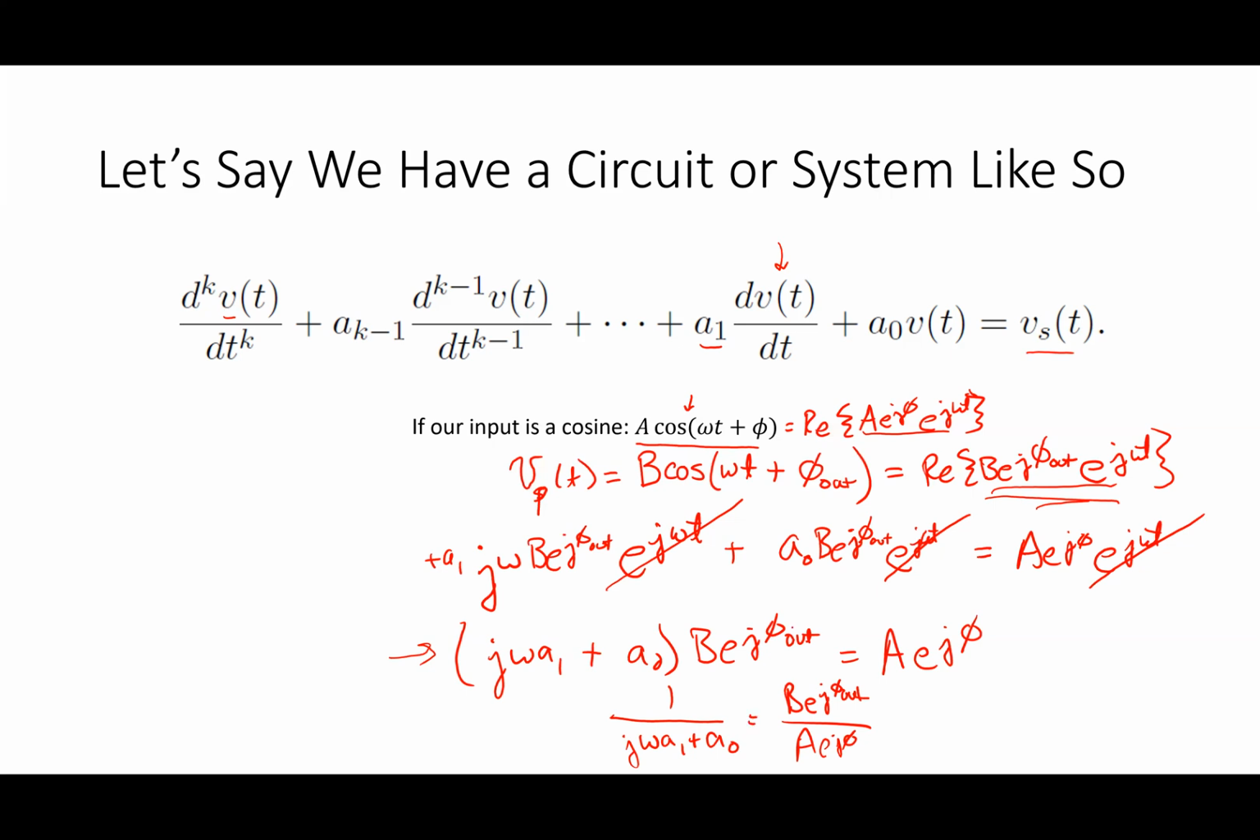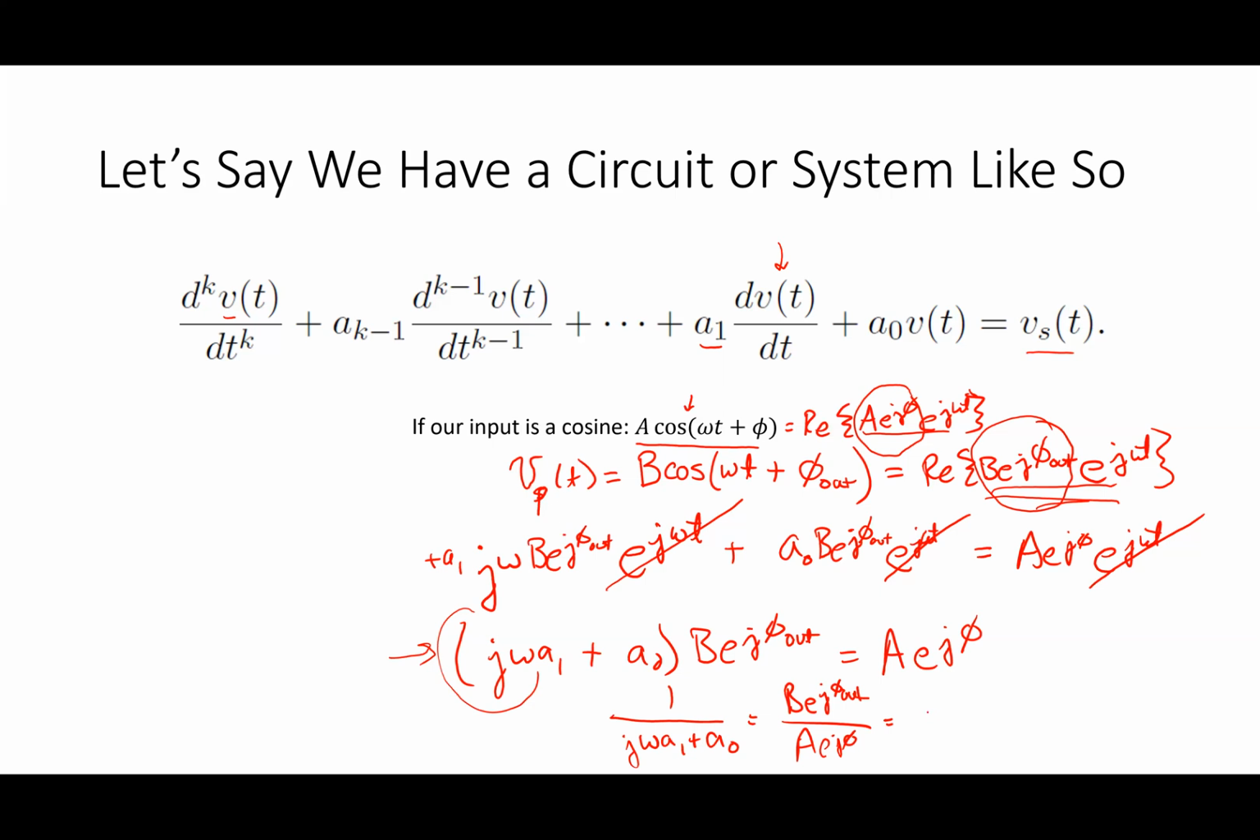What I did was I rearranged. I basically divided both sides by A e to the j phi, and then divided both sides by this guy. All right, and I got this expression here. If I look at this thing here times e to the j omega t, and this thing here times e to the j omega t, those things are related to Fourier transforms.